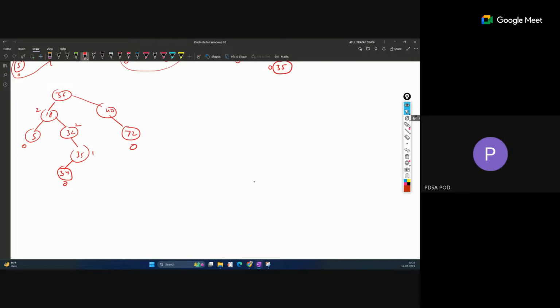Okay, for 36, what is the height of the left subtree? 1, 2, 3, 4. So 18, 32, 35, 34 is the longest path for this left subtree. The right subtree has only 2. So 4 minus 2, 2. So in this situation, you get multiple nodes which have a balance factor greater than one. In this case, always solve the lower one first.